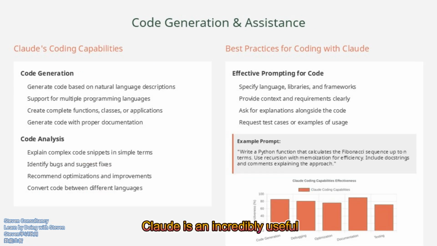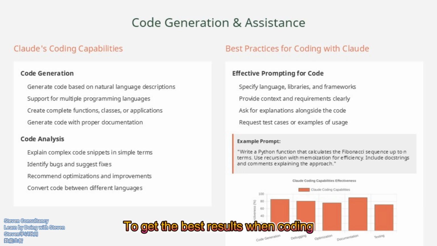For developers, Claude is an incredibly useful coding assistant. It excels at code generation, debugging, optimization, and documentation, as shown in the effectiveness chart. You can generate code in multiple programming languages simply by describing what you need in natural language. Claude can create entire functions, classes, or applications. It can also analyze complex code snippets, explain them in simple terms, identify bugs, and suggest improvements.